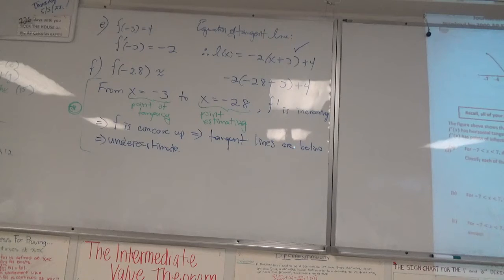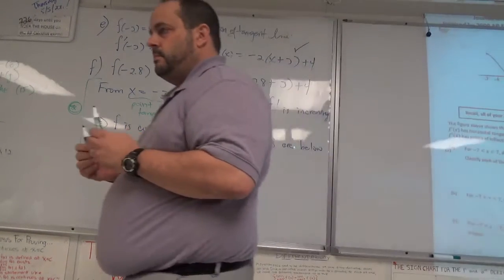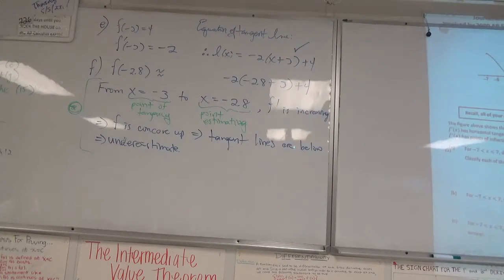So, from -7 to -3, since this graph is increasing, then it's going to be negative.